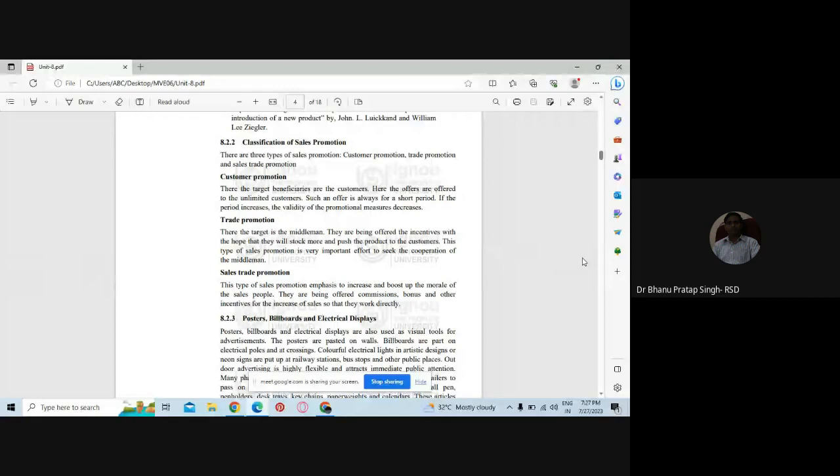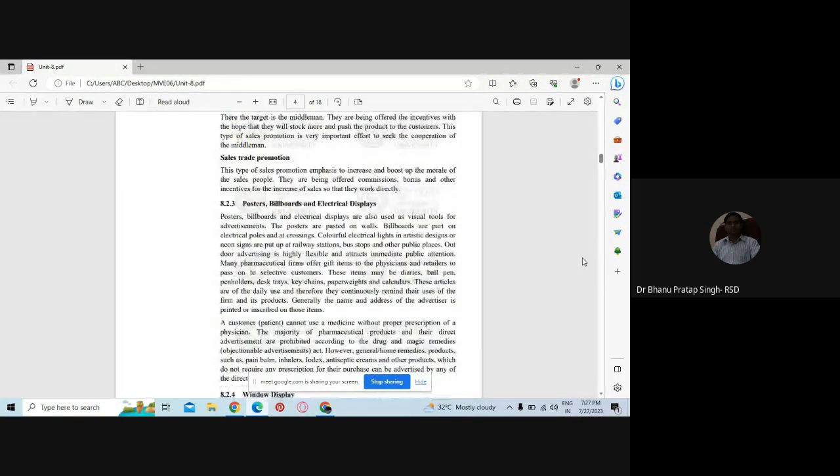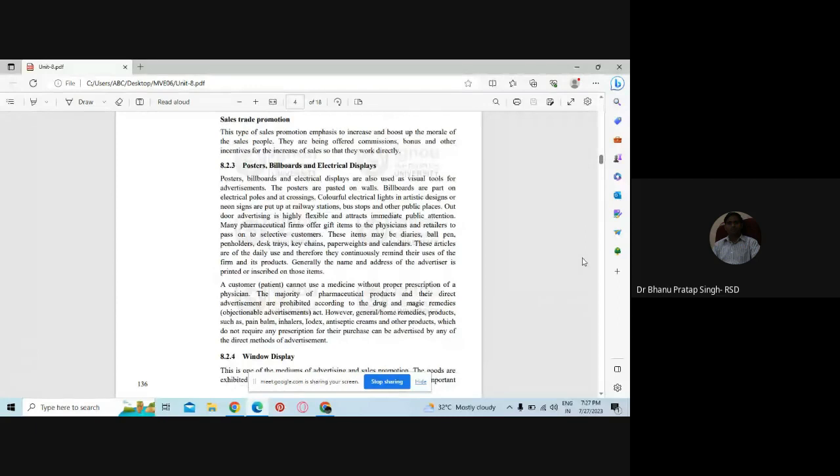Basically, the promotion tools that are used are posters, billboards and electrical displays. You have seen even in the market there are so many posters which may be seen everywhere, anywhere. Some billboards are there, some electrical displays are there where information is being displayed from time to time and it is being repeated after a specific period. So these are the tools which are essentially being used for market promotion or for product promotion.